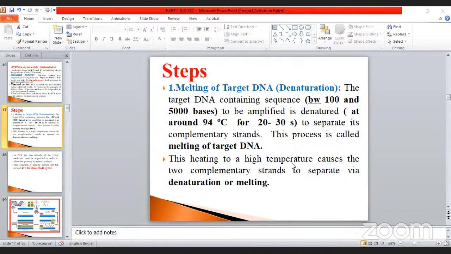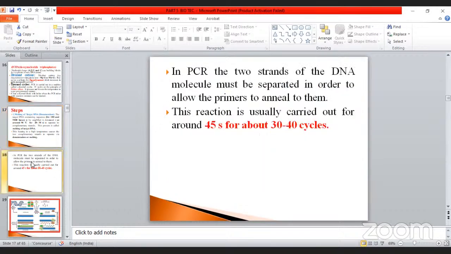This heating to high temperature causes the 2 complementary strands to separate via denaturation or melting. We already discussed that in the slide. Okay, go to the next one.